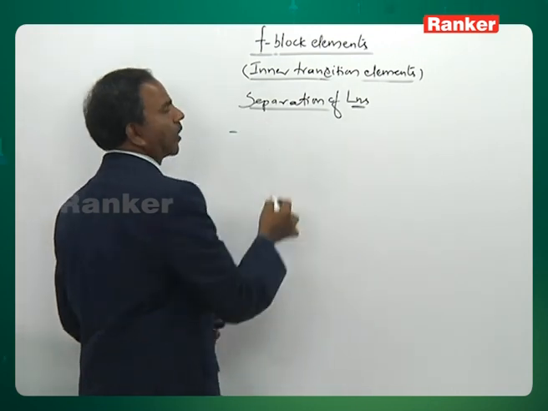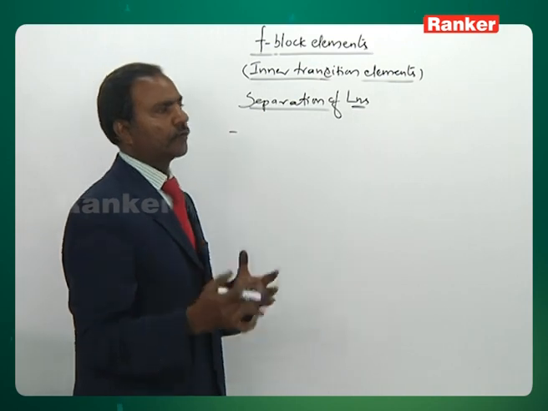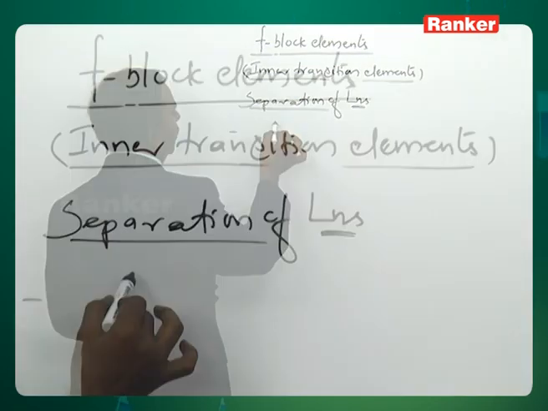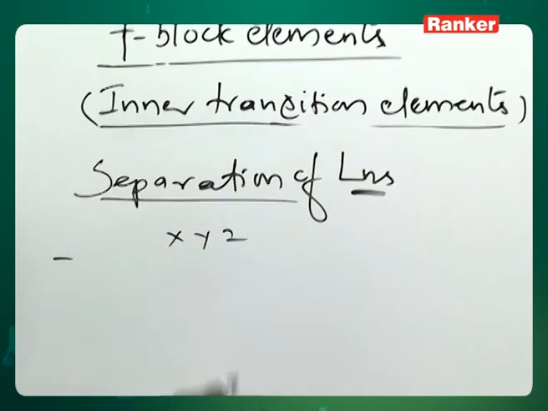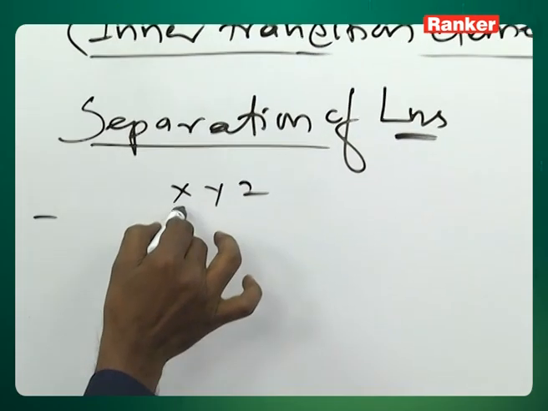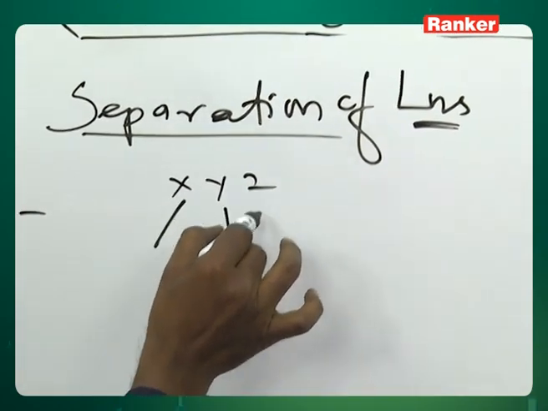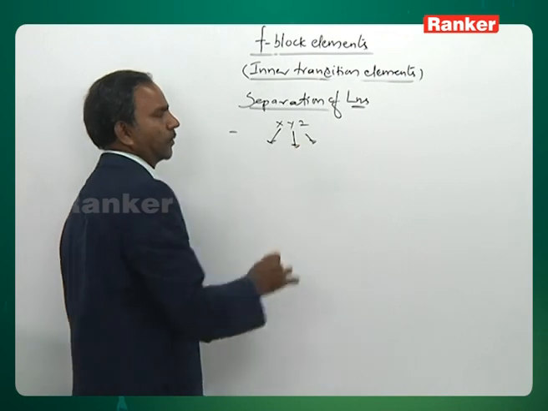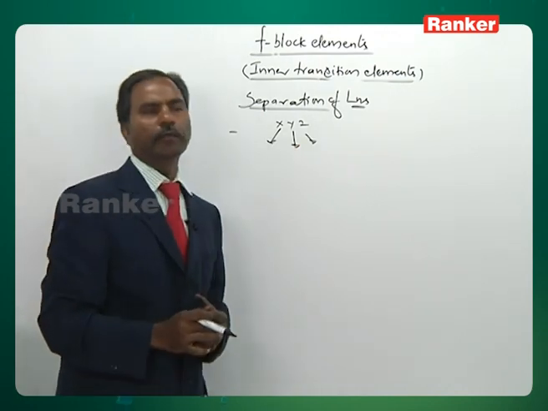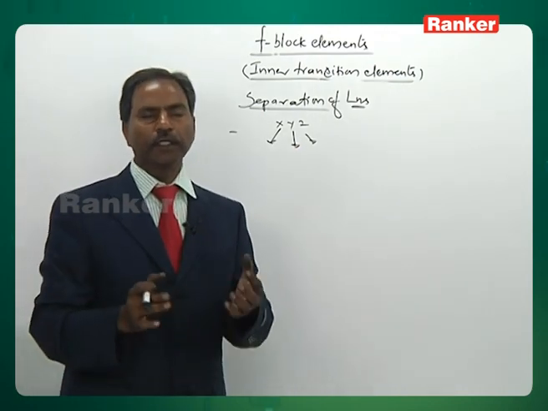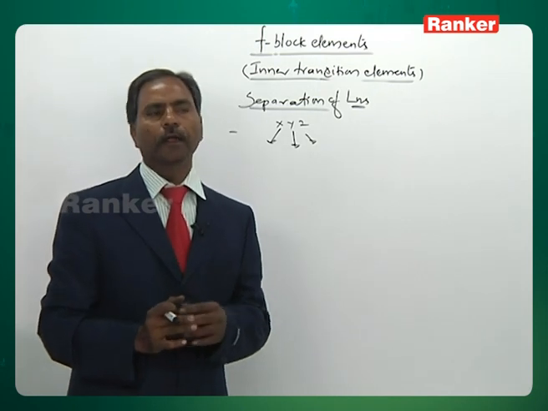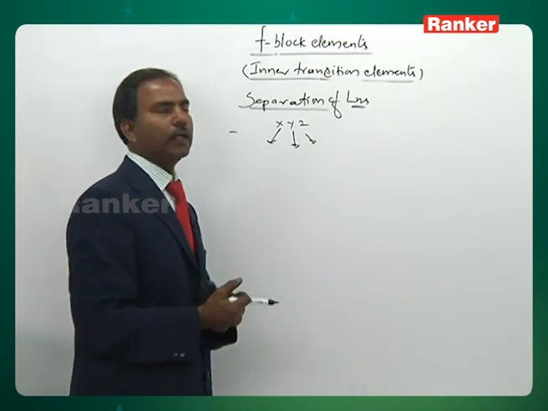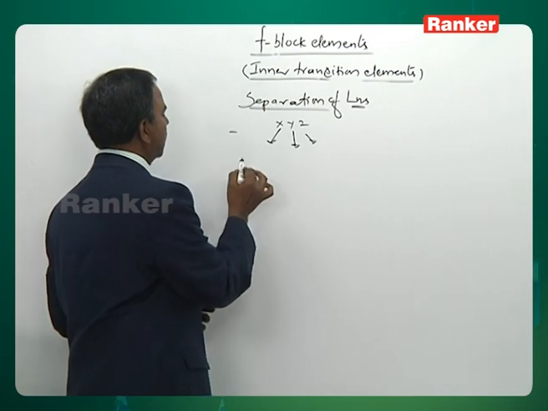Generally, you take any mineral of lanthanide, which generally carries two or more elements, consider X, Y, Z. But generally we have to separate one lanthanide from the other lanthanide. In what way can we separate these lanthanides? What are the methods we apply? There may be many methods, but we discuss a few important methods which generally appear in our entrance exams.